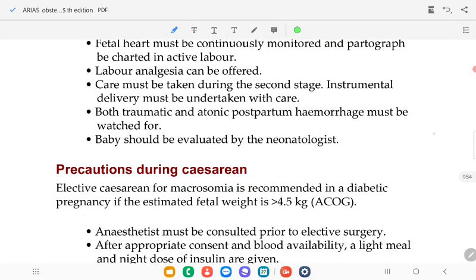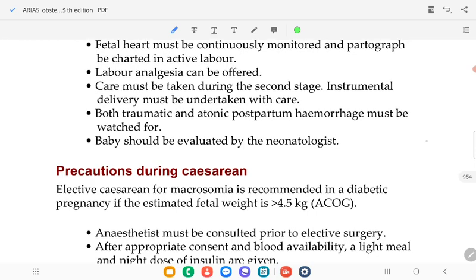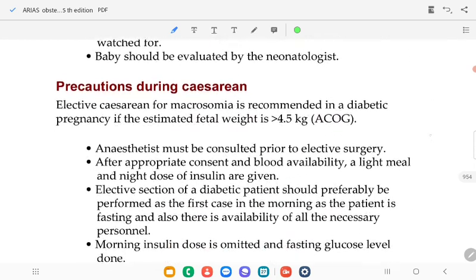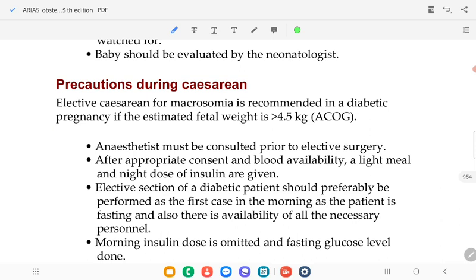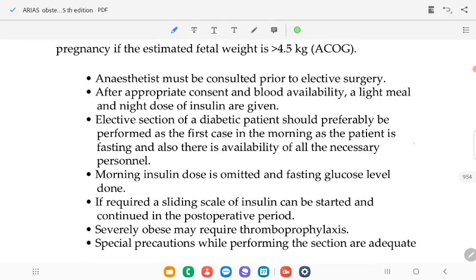Labor analgesia can be given. Care must be taken in the second stage. Instrumental delivery must be undertaken with care. Genital tract trauma and atonic PPH must be watched for. Baby should be evaluated for hypoglycemia. Precautions during cesarean section: elective cesarean section for macrosomia is recommended in diabetic pregnancy if the estimated fetal weight is more than 4.5 kg. Anesthesia must be consulted prior to the elective cesarean delivery.